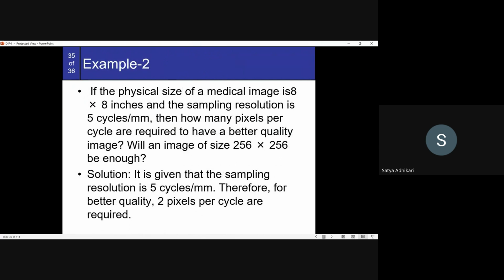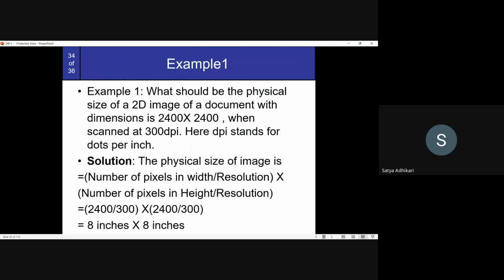So if the physical size of the medical image is 8 inch by 8 inch and the sampling resolution is 5 cycles per mm, then how many pixels are required here? So this is the first: we need a minimum physical size of 8 inch by 8 inch. That is, your screen should be 8 inch by 8 inch to hold this type of pixel, which you can call an ideal size.